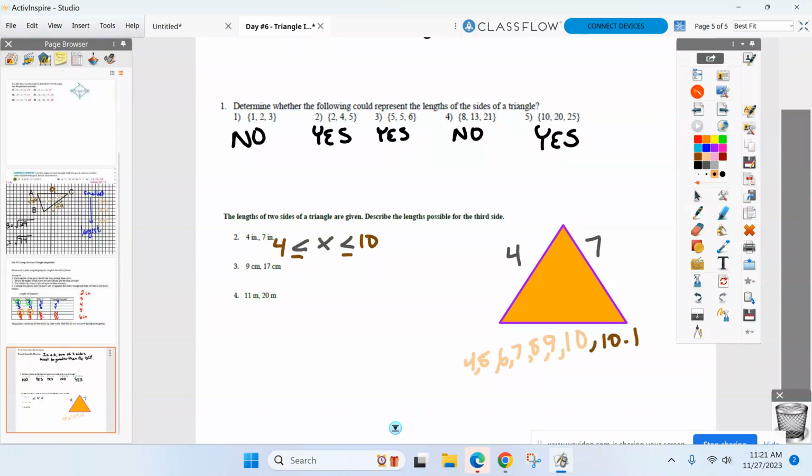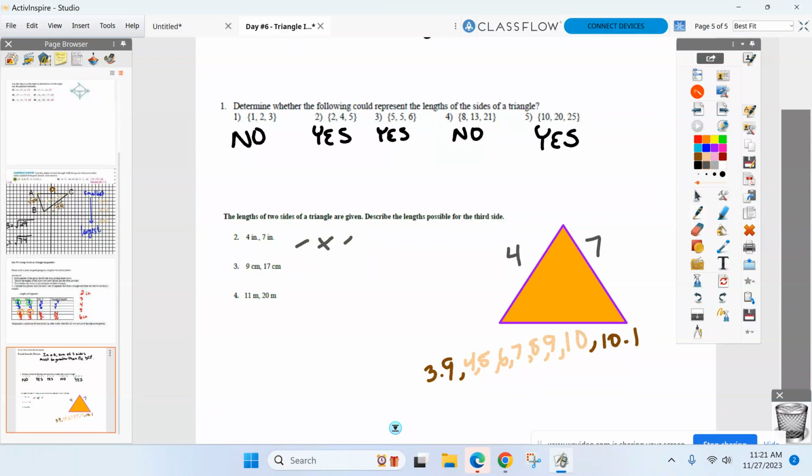Would 10.1 work? Yes, but it's not included in your inequality. Would 3.9 work? If I put 3.9 here, would that still work? It's not in your inequality though, because you stopped at 4. Talk it over in your group. How can you change my inequality so it would work? I'm going to get rid of the numbers.